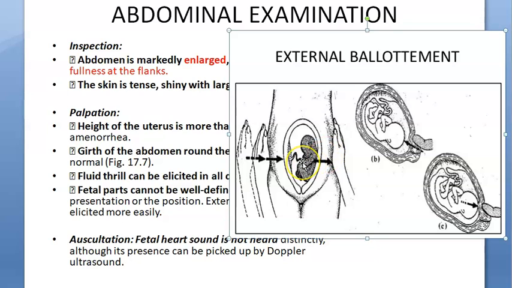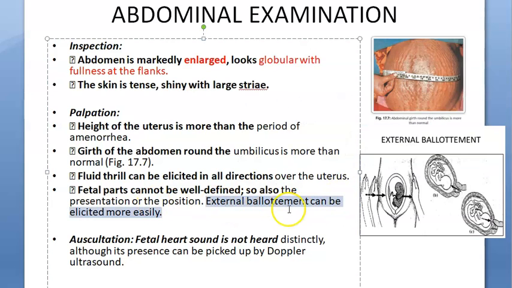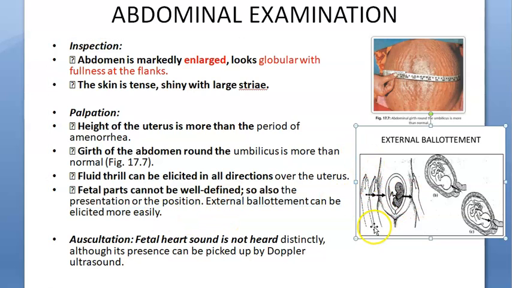So how ballotable it is, right? That is what they're saying. So you can check the movement of the baby. Here they're not talking about the head, right? External ballottement can be elicited more easily. Understand that they are saying this is external. See, the hands are outside only. Internal means you'll have to go inside the vagina, I think.